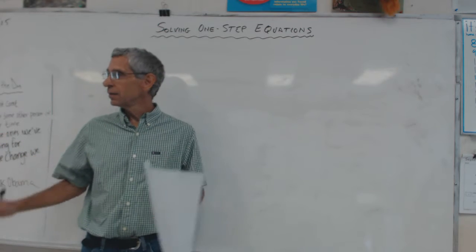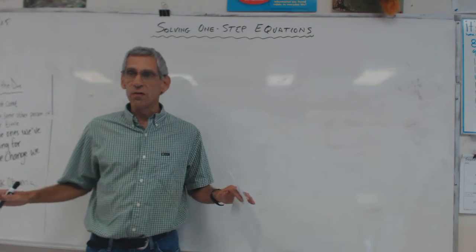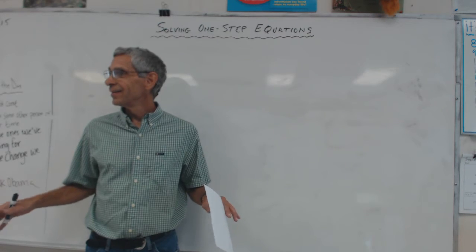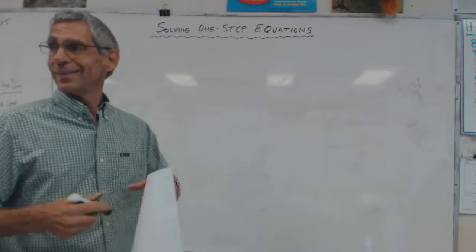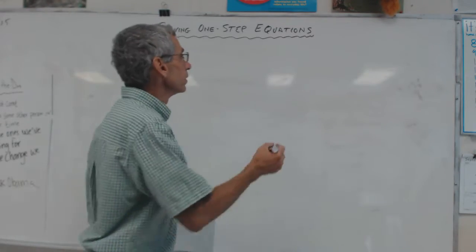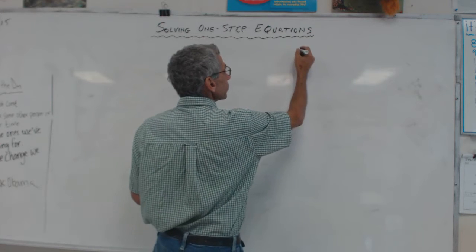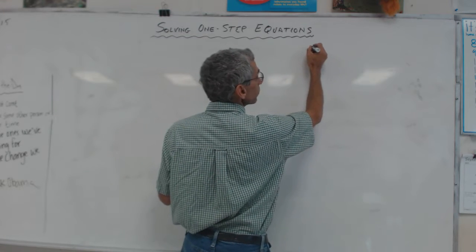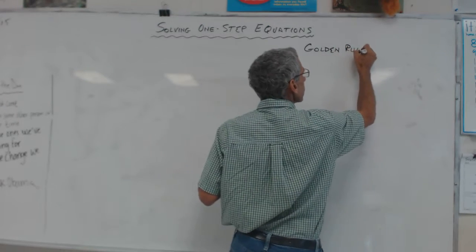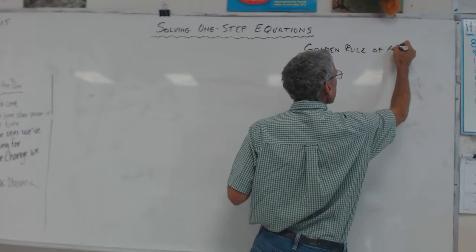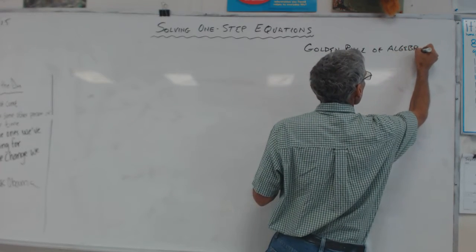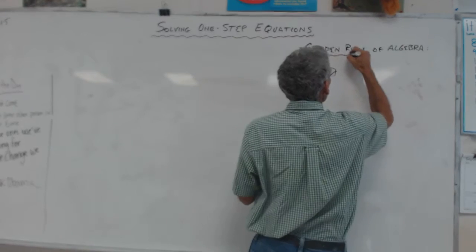Now, when you have an equals sign, when you have an equation, there is a rule that is like the foundation of all algebra. What is it, Dee Dee? What you do to one side, you must do to the other. We call that the golden rule of algebra. I'm going to write it over here so that I have room to do stuff. Golden rule of algebra. Okay, so this is the golden rule.